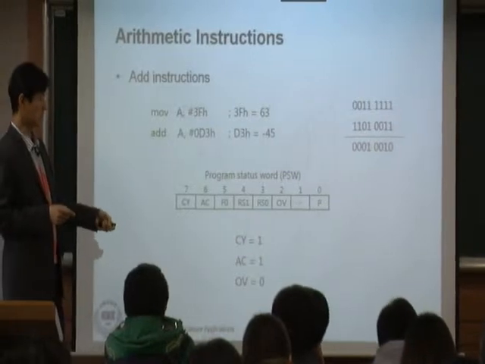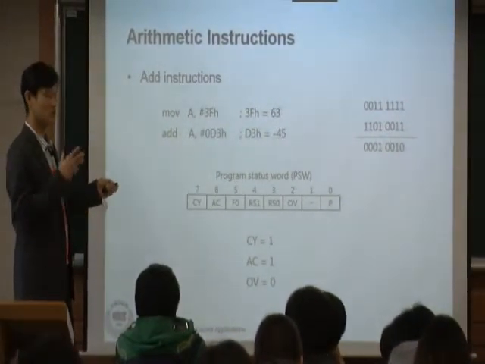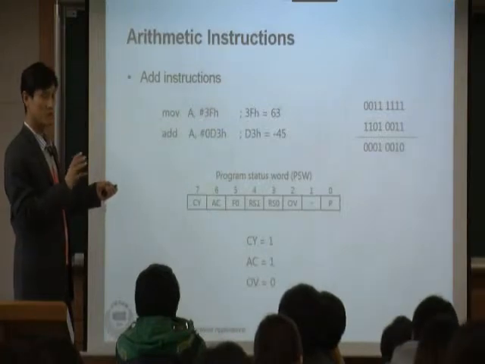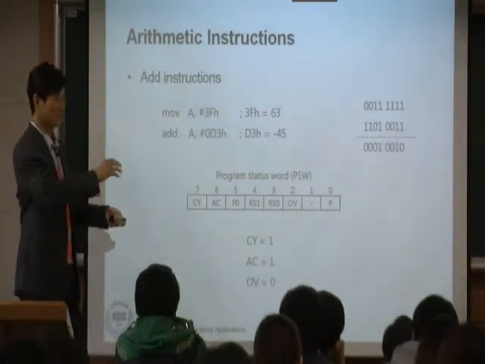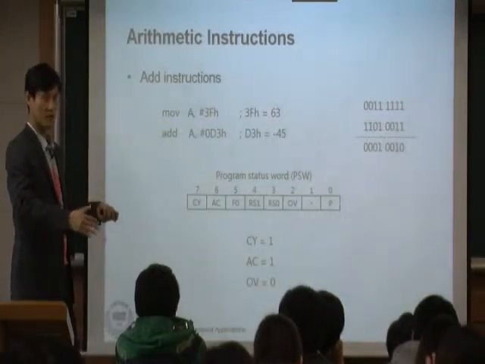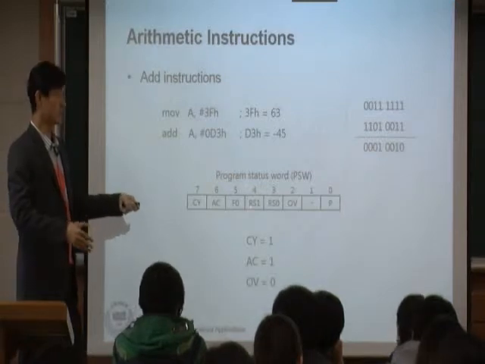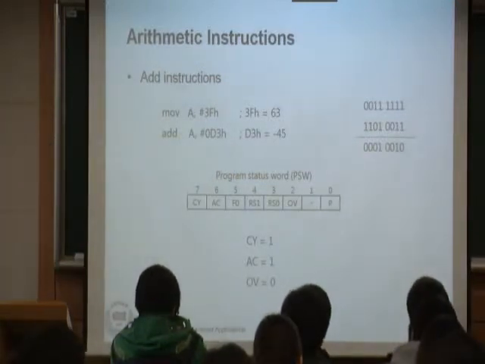Okay? These are conditions. So every time you do this add instruction, subtract, and those kinds of arithmetic instructions, the PSW value will be changed. Every time you add, subtract, or do any kind of arithmetic operation, the PSW value will be changed every time. Okay? So this is one example.